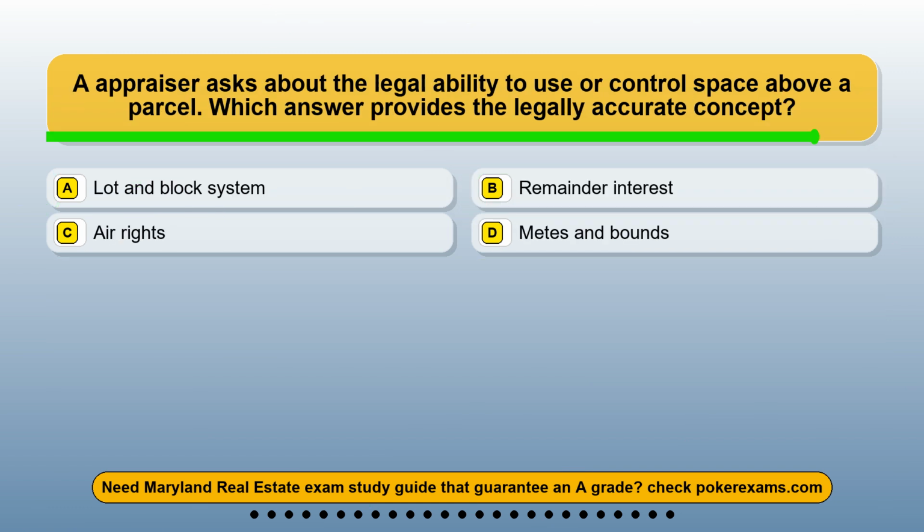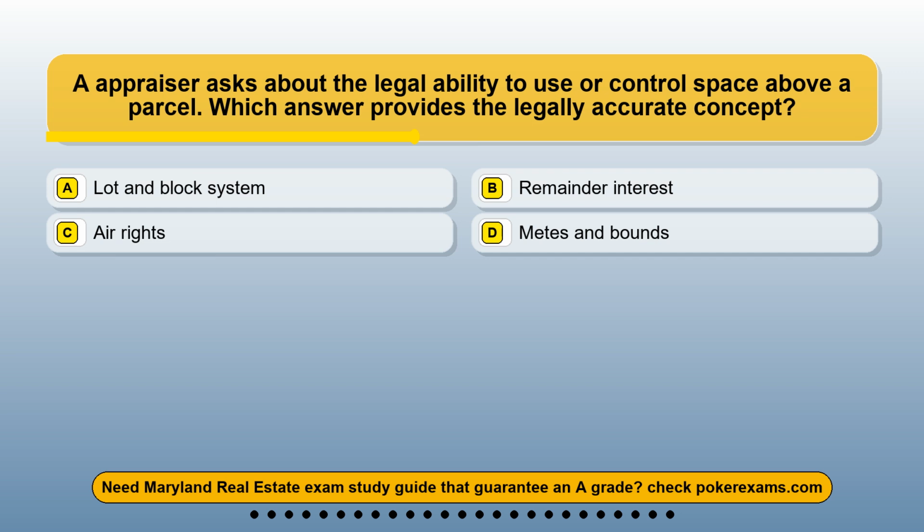Question 20. An appraiser asks about the legal ability to use or control space above a parcel. Which answer provides the legally accurate concept? Option A, lot and block system. Option B, remainder interest. Option C, air rights. Option D, metes and bounds.